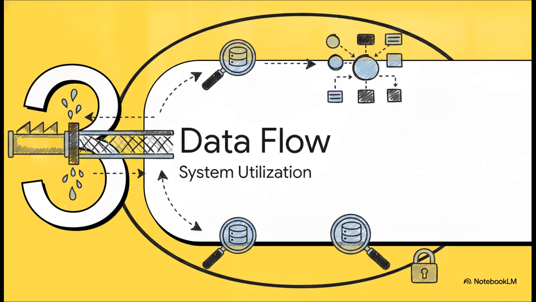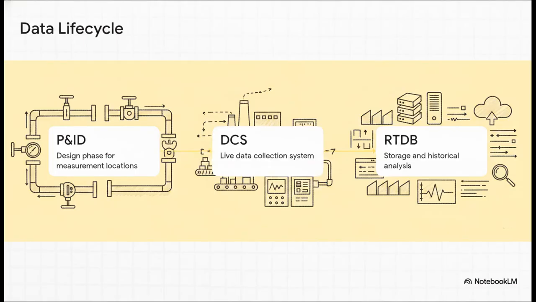All right, on to Section 3, Data Flow and System Utilization. So how do modern factories actually stop these leaks and track everything perfectly? Well, they use advanced forensic IT tools to establish an airtight, data-driven cost management system. You see, data doesn't just appear out of nowhere. It has a strict three-step life cycle.